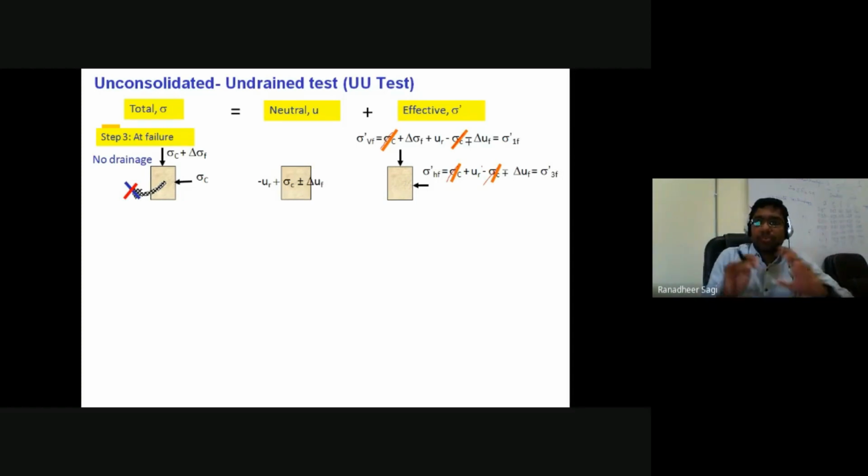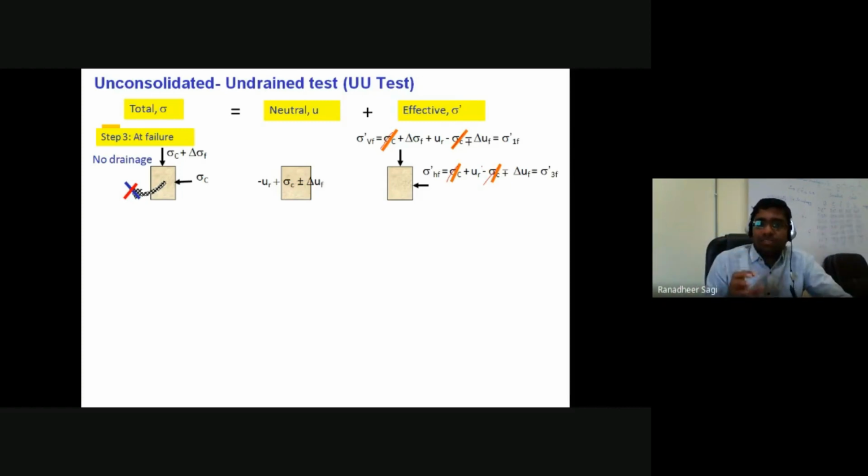I repeat, irrespective of how much confining pressure you apply on the soil sample, it doesn't matter. What matters there is only how much is that increment in deviatoric stress which was causing the failure in your soil sample. So that increment in deviatoric stress, what was required to cause the failure in the soil sample, only matters. And there is no effect of applied confining pressure in terms of your effective stress, what is being reflected.